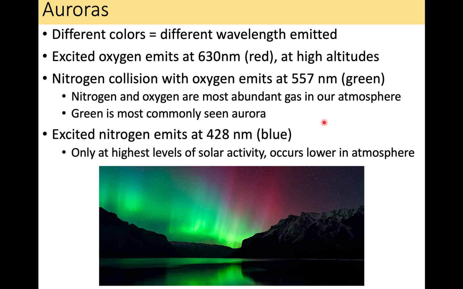Now, if you see a blue aurora, you're in luck. This is the most rare. This is excited nitrogen on its own without the oxygen. So excited nitrogen is generally emitting at about 428 nanometers. So this is going to be really the highest level of solar activity that creates a blue aurora. If you see blue, you know there's a lot going on. That is some high energy solar flare coming into our magnetic field. And this will generally occur lower in the sky or lower in our atmosphere.